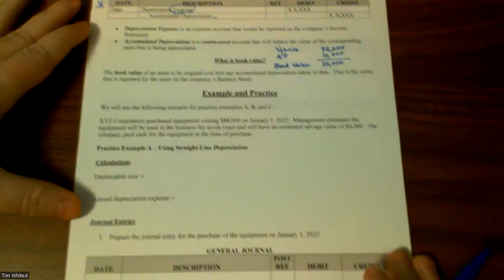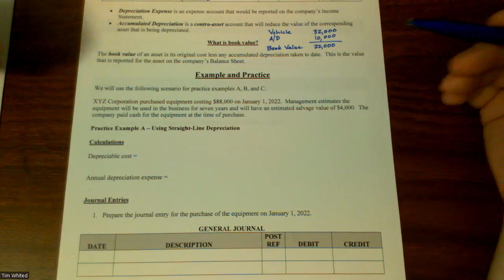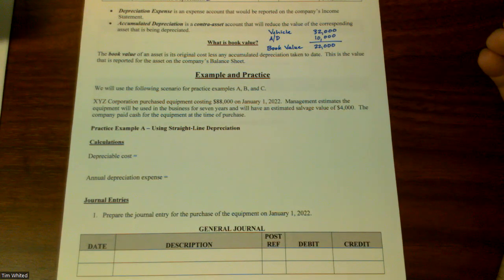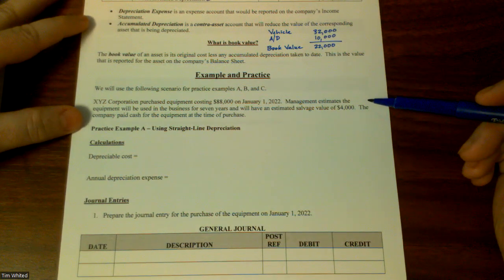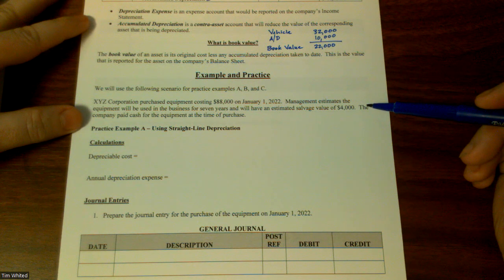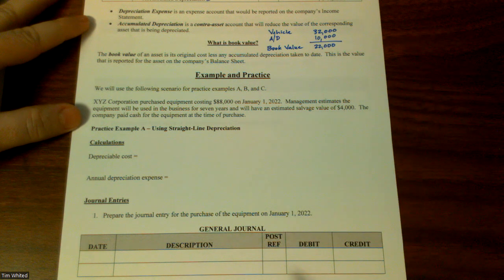All right, now, based on all of that, let's put this into practice so you can see how exactly this works. So we have a scenario here. XYZ Corporation purchased equipment costing $88,000 on January 1st, 2022. Management estimates the equipment will be used in the business for 7 years and will have an estimated salvage value of $4,000. The company paid cash for the equipment at the time of purchase.